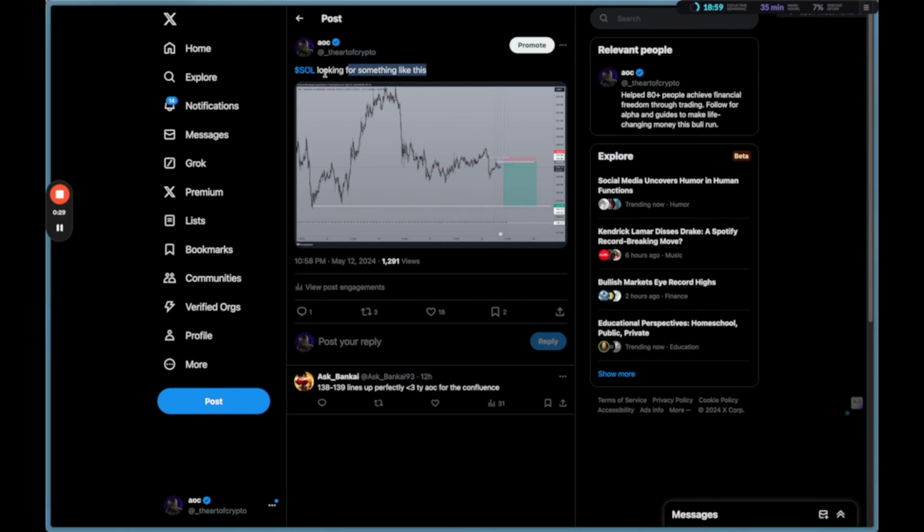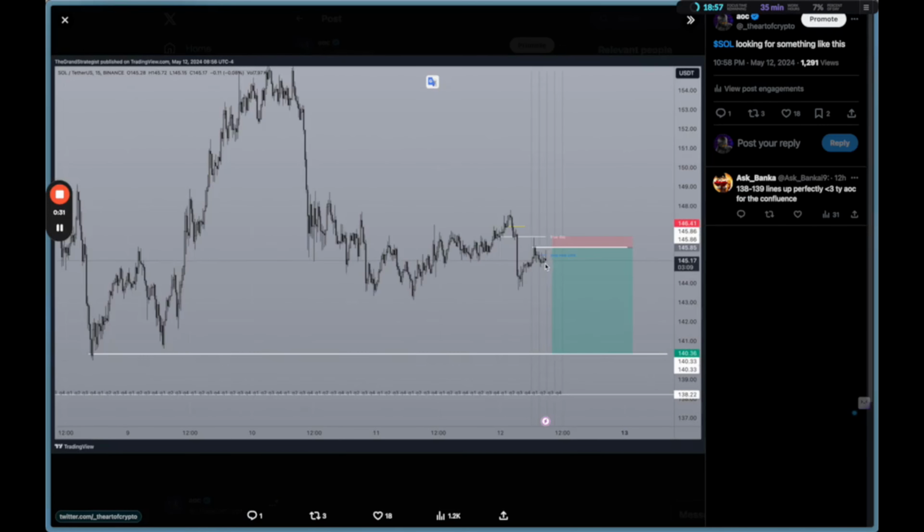Yesterday on Twitter, I called a trade on Solana publicly, saying that I wanted to see this level here with a stop loss here and a TP there. Now this is a 10R trade, meaning if you were to have risked $100, you would have gotten $1,000 in return. If you risked $500, you would have gotten $5k in return.